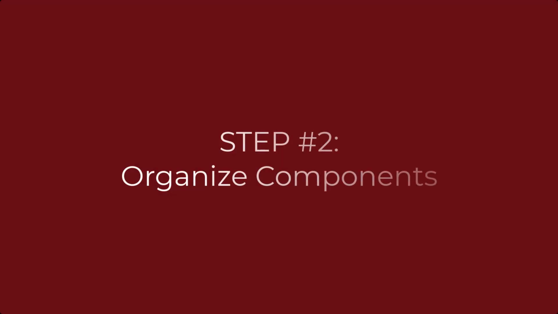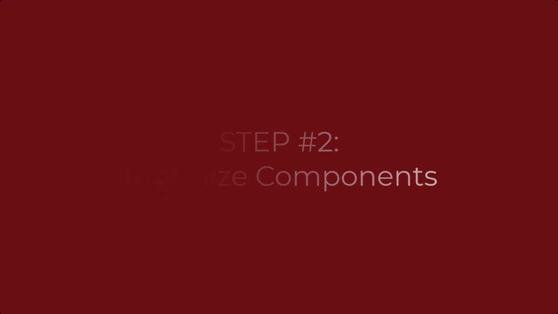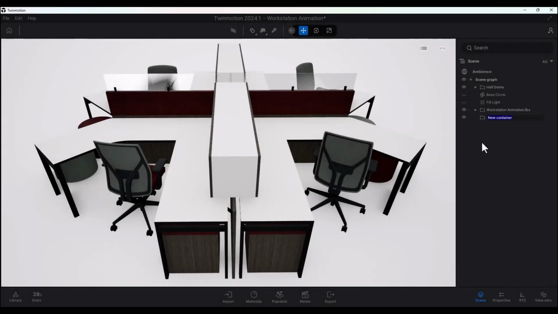Second step, we need to organize our space. Over in our scene graph, let's make some folders to organize our items and give us some control over what we can see and move. In a way, this is like our storyboard.